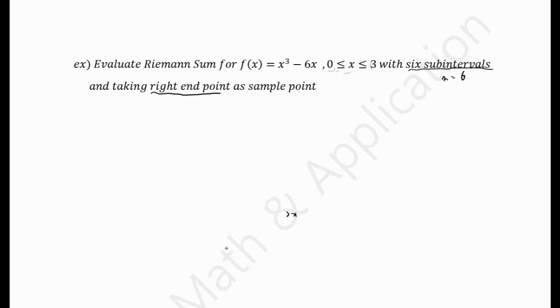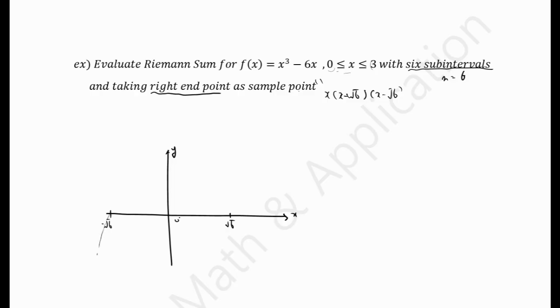This is the x-axis, and this is the y-axis. The intersections of this function with the x-axis are at x equals 0, square root of 6, and minus square root of 6. The curve is like this. From x equals 0 to square root of 6, the curve is negative. So we predict the definite integral is also negative.